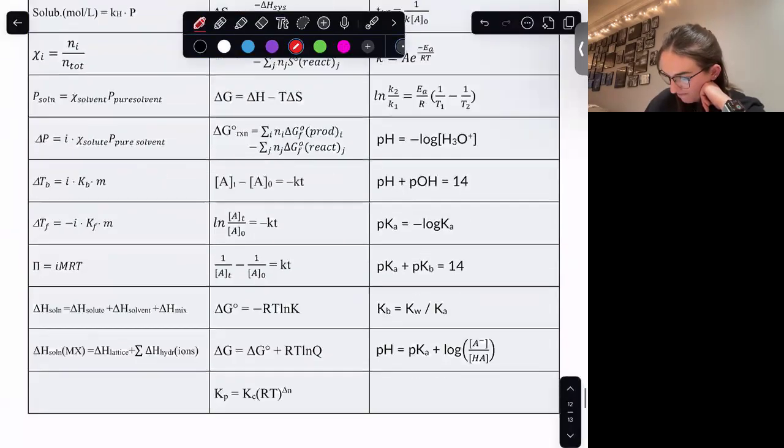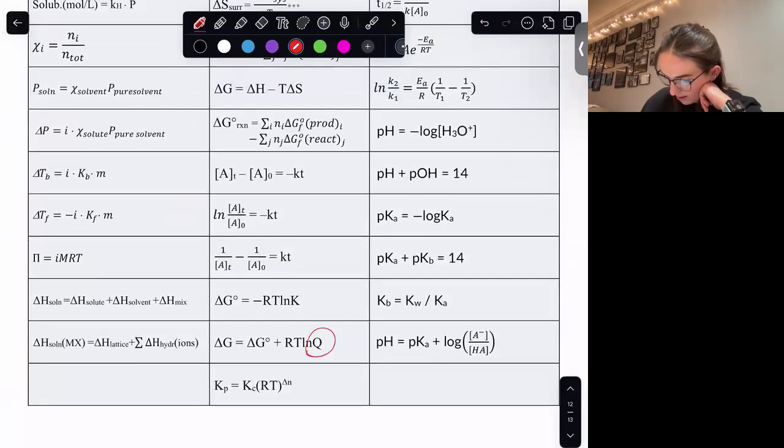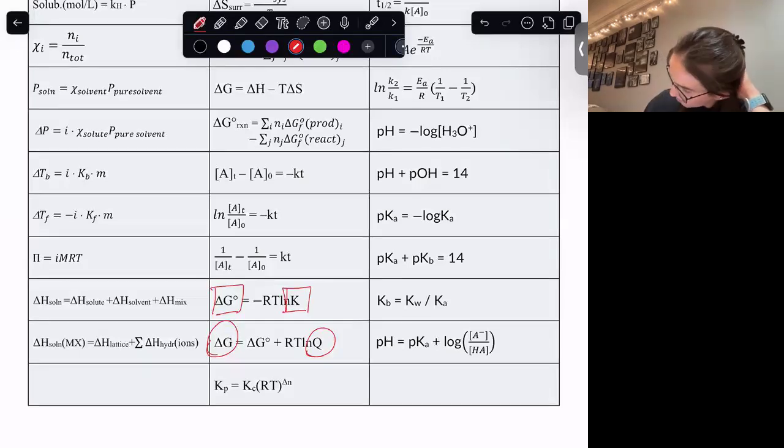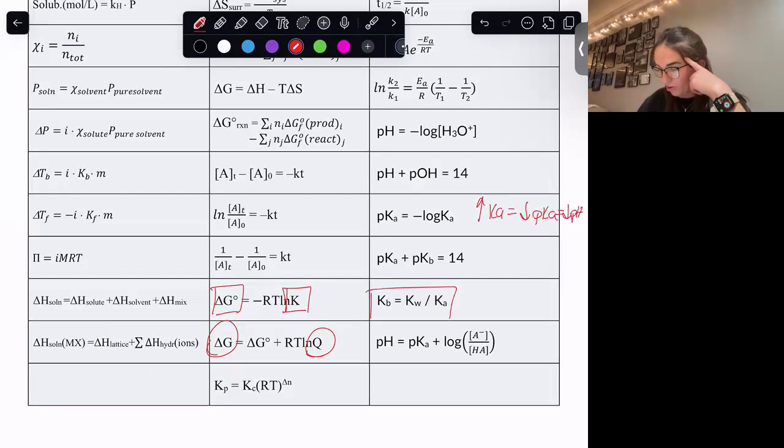Looking at the formula sheet, Q is here for non-standard conditions, and K is here for standard conditions. Okay, so equilibrium is at standard. Non-equilibrium is non-standard. A large Ka is equal to a low pKa, which is equal to a low pH. This is very important here, where Kw is equal to 1.0 times 10 to the negative 14 at 25 degrees Celsius.